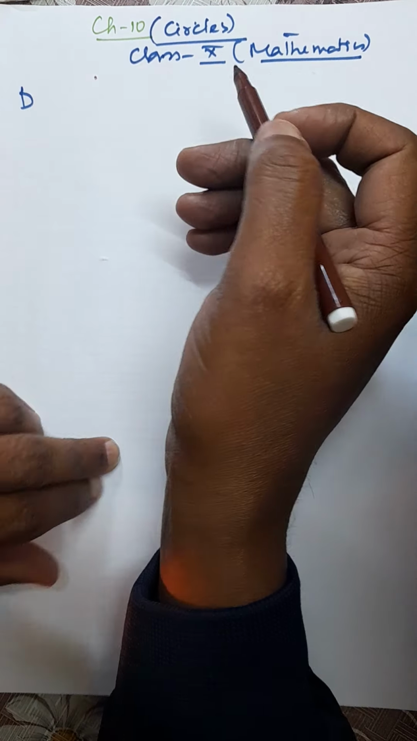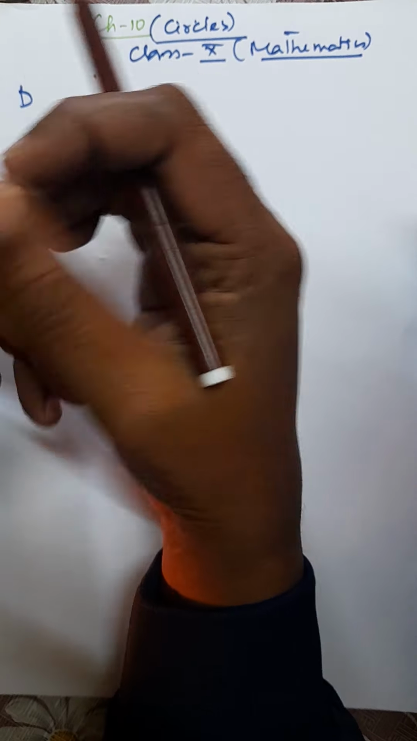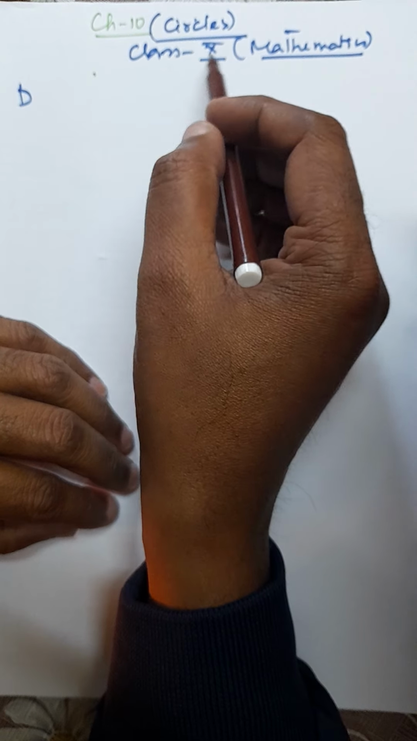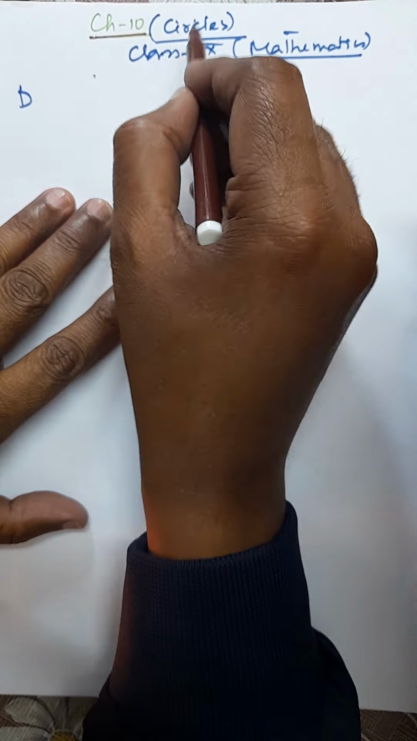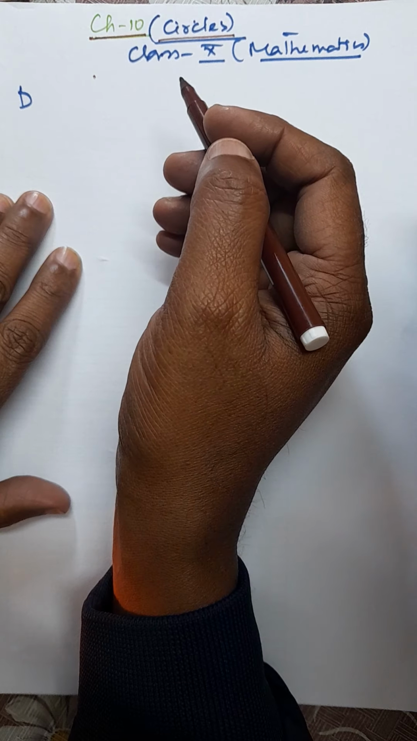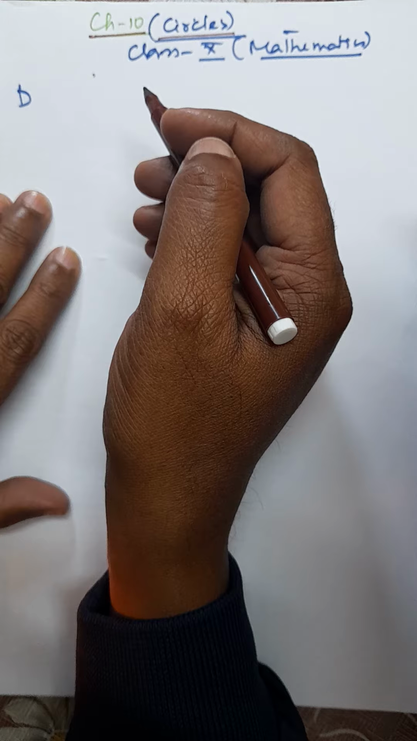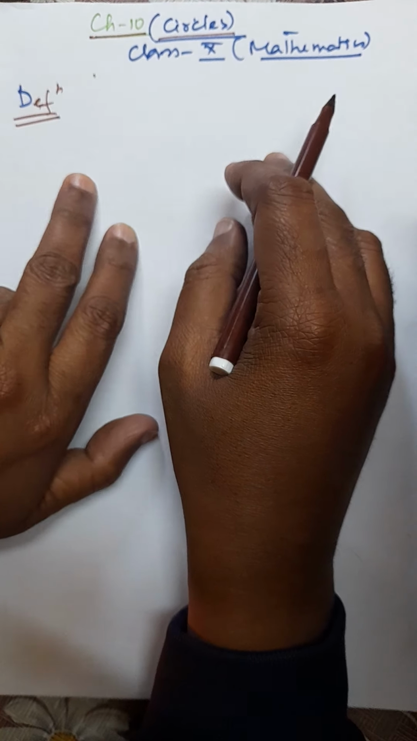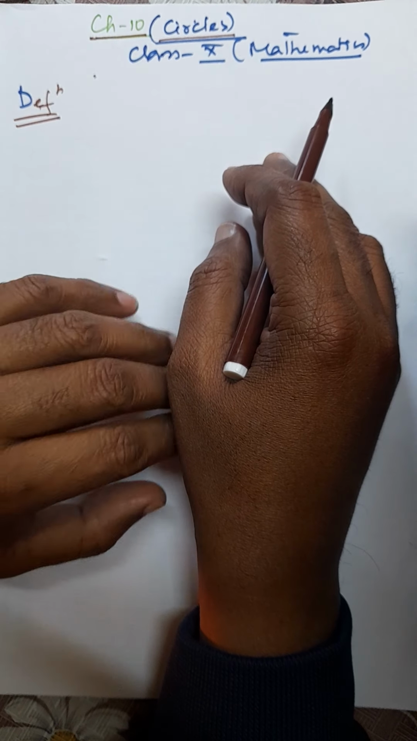Good morning, students. Today we will discuss the mathematics of class 10, chapter 10. The name of the chapter is circle. Before going to discuss exercise questions, first we need to discuss some basic concepts of the circle. What is the definition of the circle? It is a very basic thing.